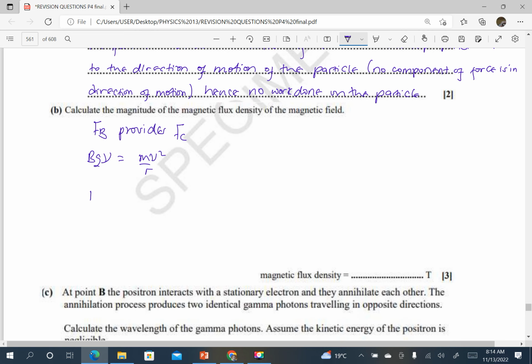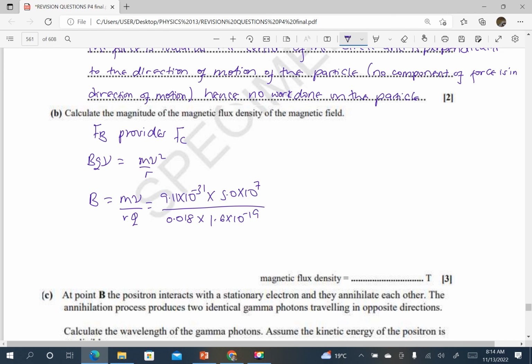So B, which we want to find, is going to be, with one v cancelled, mv divided by r times q, which will be the mass 9.11 times 10 power negative 31, the speed given as 5.0 times 10 power 7, the radius given as 0.018 meters, and the charge of the positron, 1.6 times 10 power negative 19. So press our calculator.